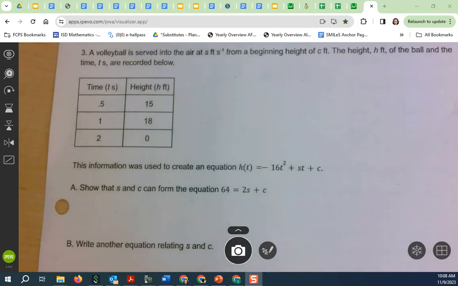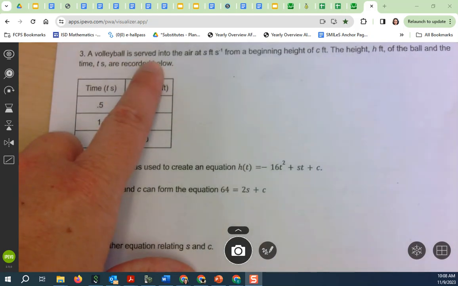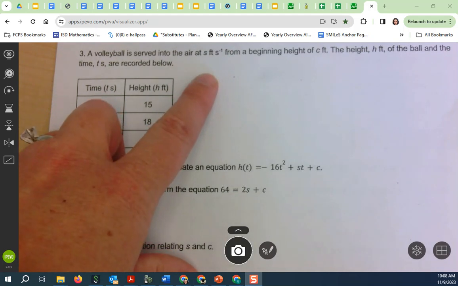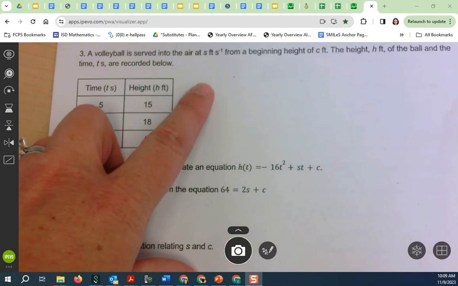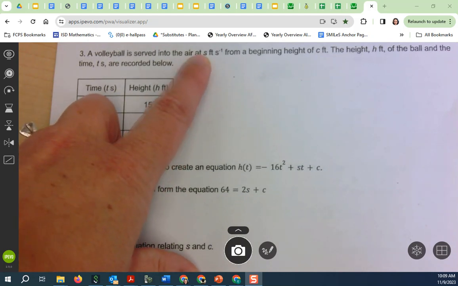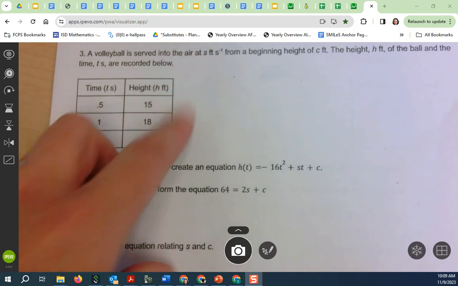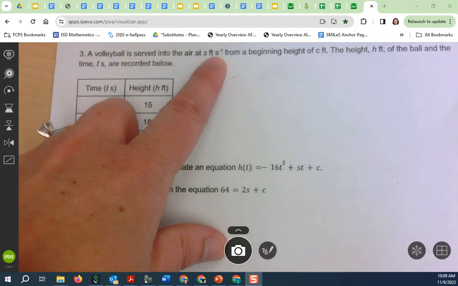All right, so in number 3, it says a volleyball is served in the air at s feet per second. This is how they write feet per second in IB, with an s to the negative 1. I don't love it, but you got to get used to it because they do that in IB. I also don't love that s is both the variable and the unit. Not great, but that's what it is, okay? So s is the variable here, it's the unit here.